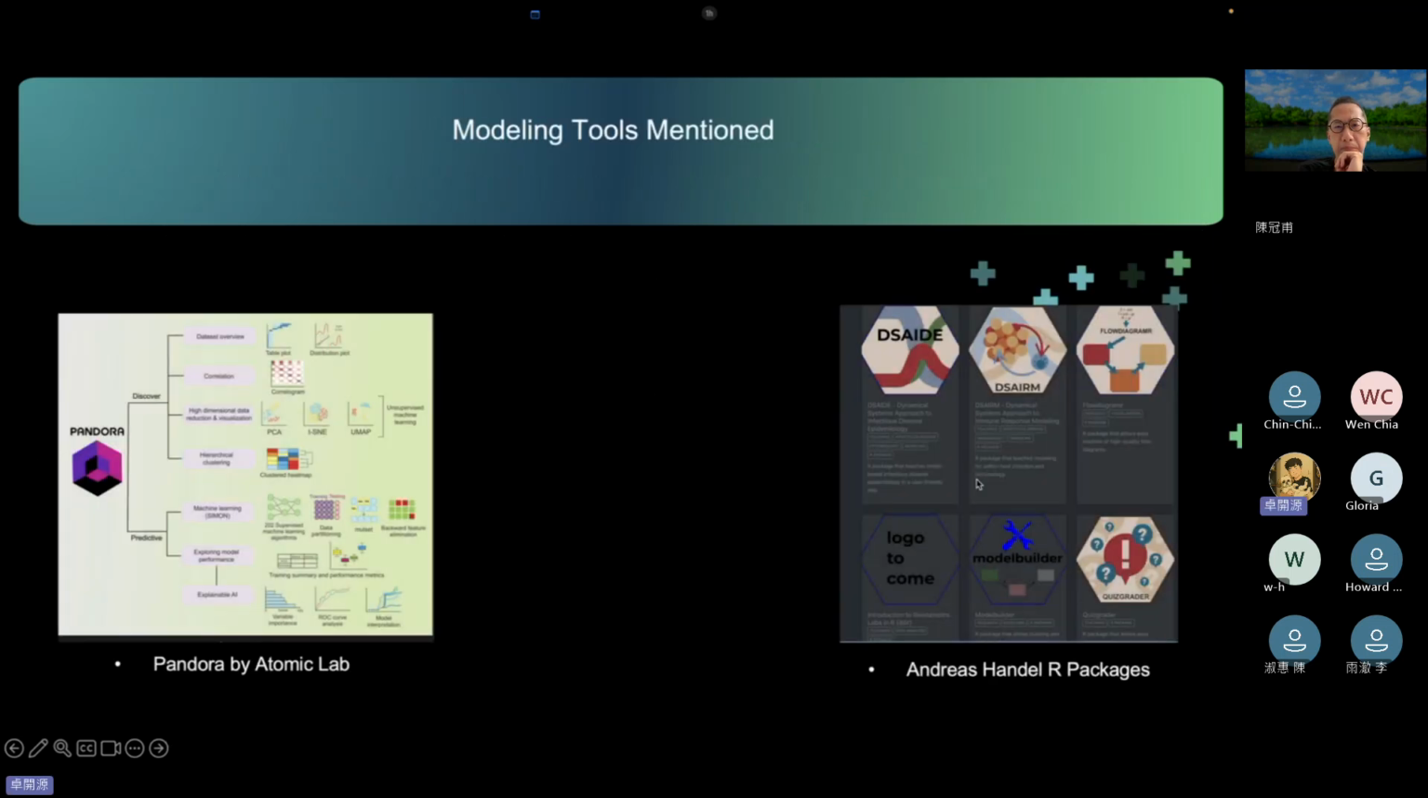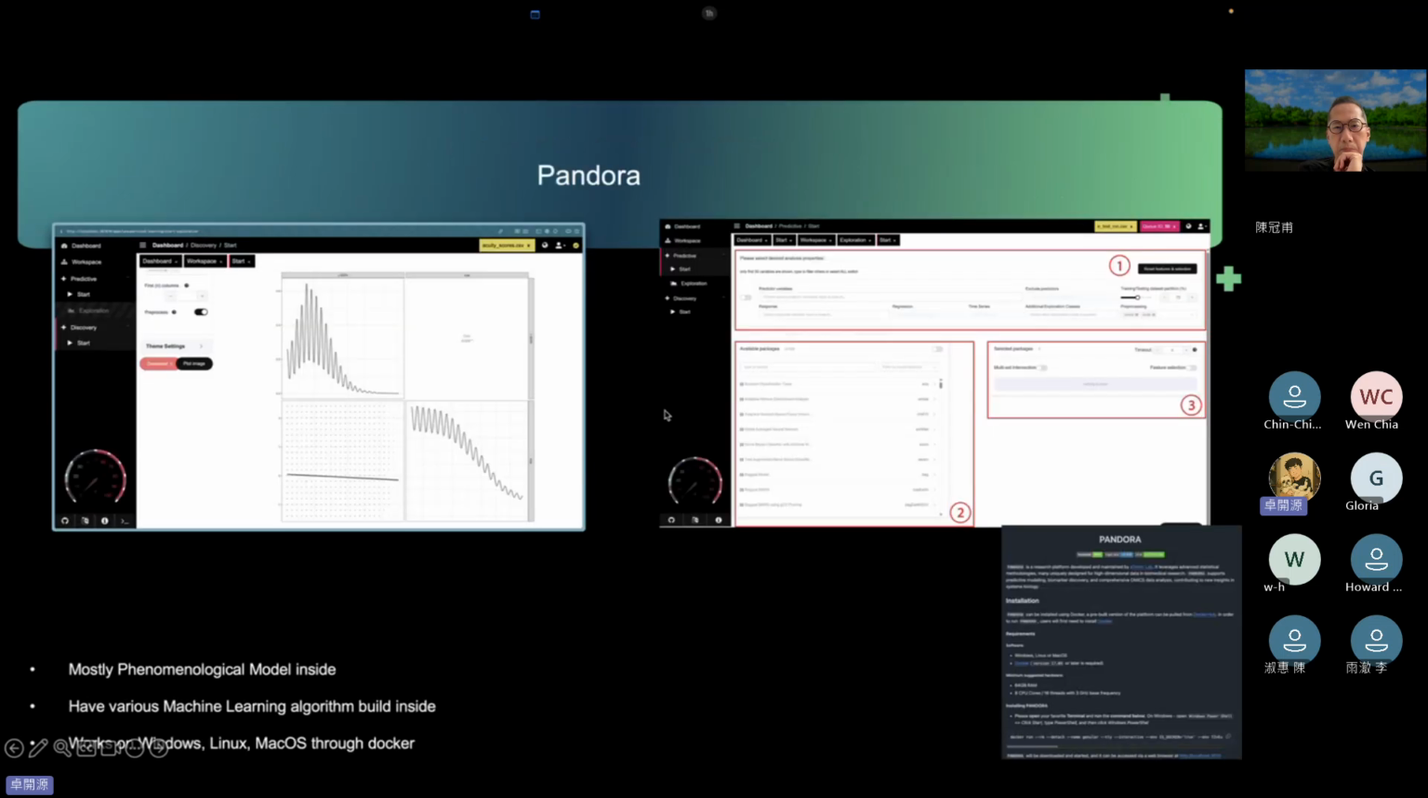And these are two of the modeling tools mentioned in the meetings. One is Pandora by Atomic Lab, and the other is a set of R packages developed by the Andreas Handel Lab. To break it down, Pandora is mostly a phenomenological model inside.